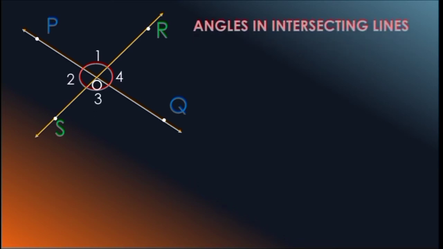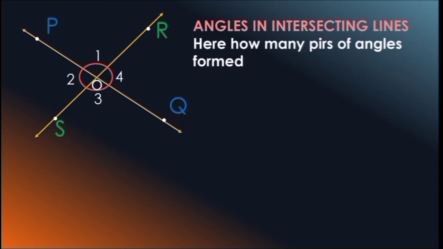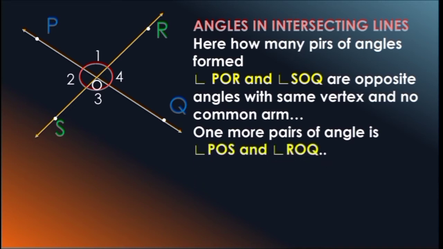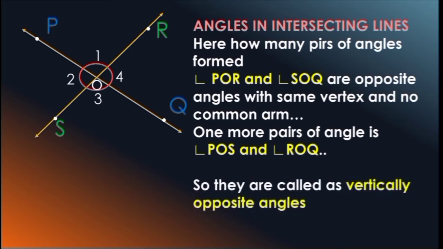Here PQ is a line and one more line SR is intersecting at O, making four angles: angle 1, angle 2, angle 3, angle 4. Angles in intersecting lines. Here, how many pairs of angles are formed? Angle POR and angle SOQ are opposite angles with the same vertex and no common arm. If you observe, you can understand. One more pair of angles is also there, angle POS and angle ROQ.